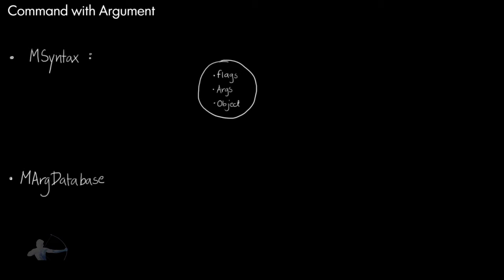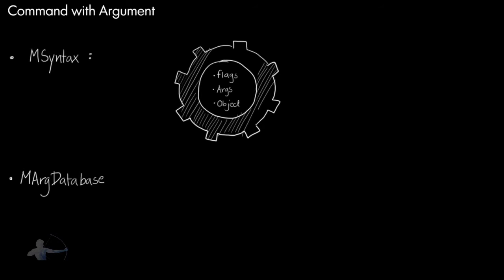MSyntax and MArgDatabase. So what is MSyntax? MSyntax is an object that has a collection of flags, flag arguments and command objects. It helps Maya to accept only those arguments which are defined in this collection. When I create the command, I define what type of flags, objects and arguments it will accept. When I register that command and use it, passing the flags, Maya will check against this MSyntax object whether it is an acceptable flag or not.